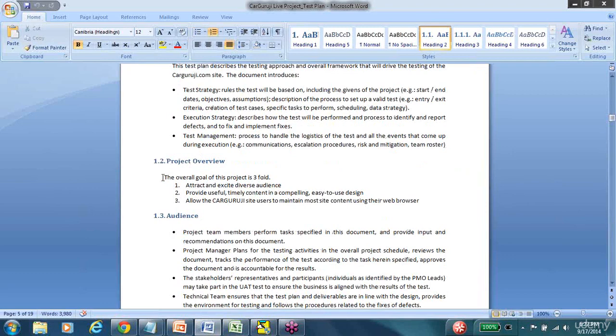Following that, there is a project overview. If you could recollect from our FRD review yesterday, this is simply an excerpt from our FRD document.